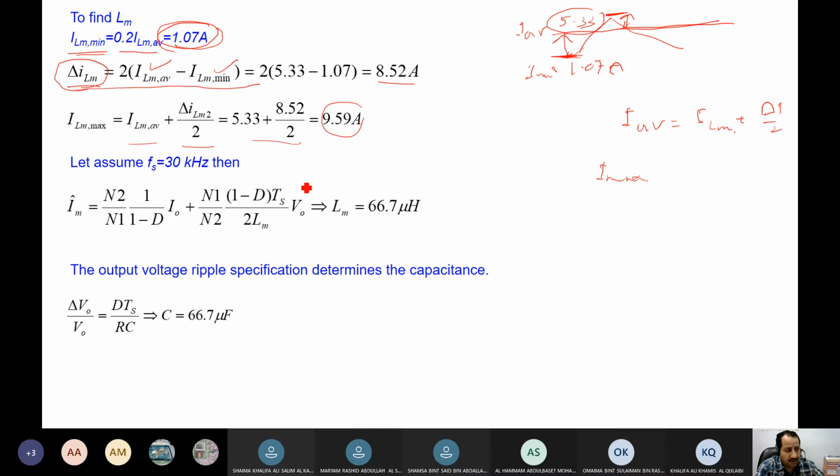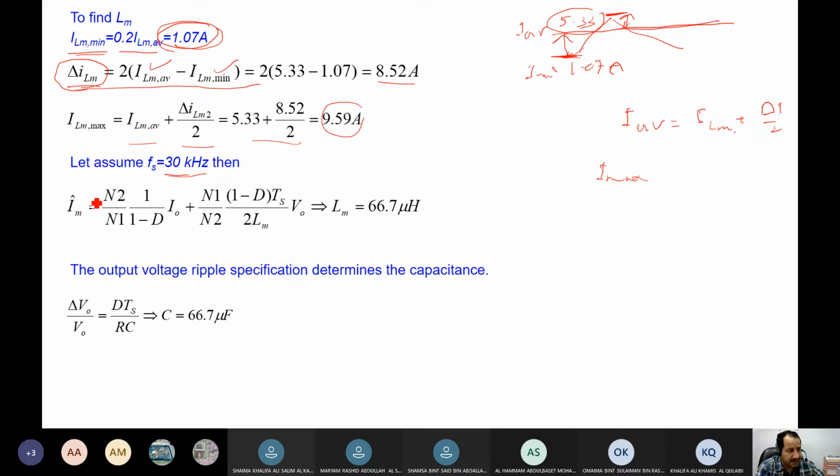Now for the frequency, he told me assume the frequency. I have to assume it. I will assume it 30. You want to assume it 20, go ahead. 10, go ahead. It's fine. Okay. So I assume it to be 30 kilohertz.